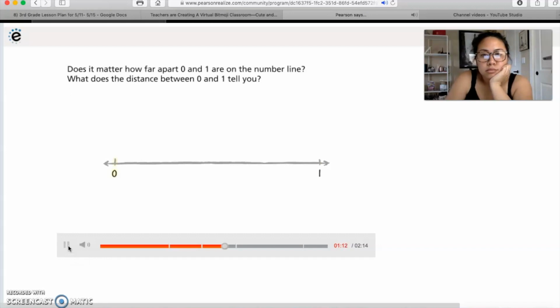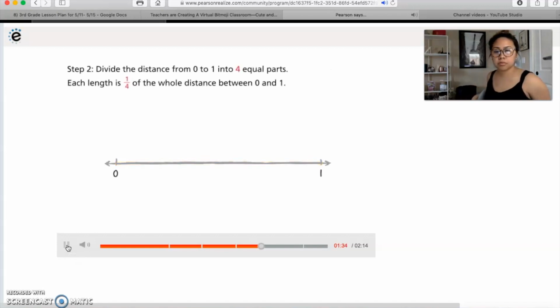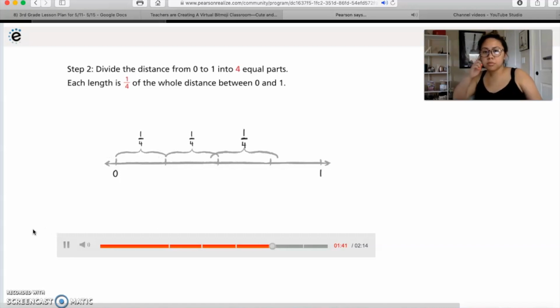Does it matter how far apart 0 and 1 are on the number line? What does the distance between 0 and 1 tell you? No, it does not matter how far apart 0 and 1 are on the number line. The distance between 0 and 1 tells you the length of the whole. Step 2. Divide the distance from 0 to 1 into 4 equal parts. Each length is 1/4 of the whole distance between 0 and 1.